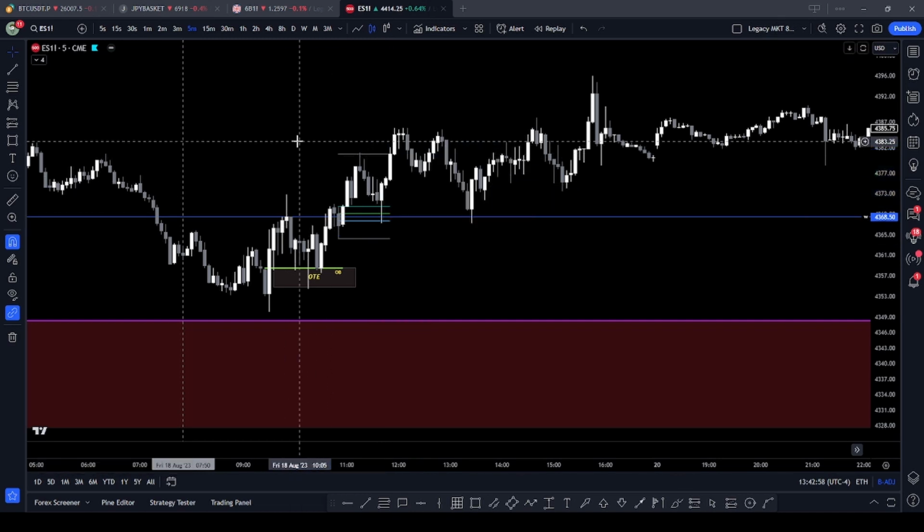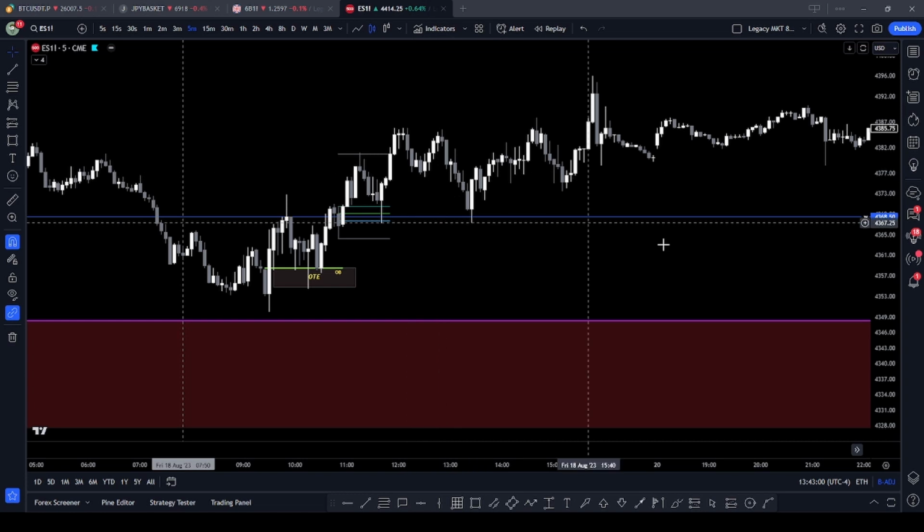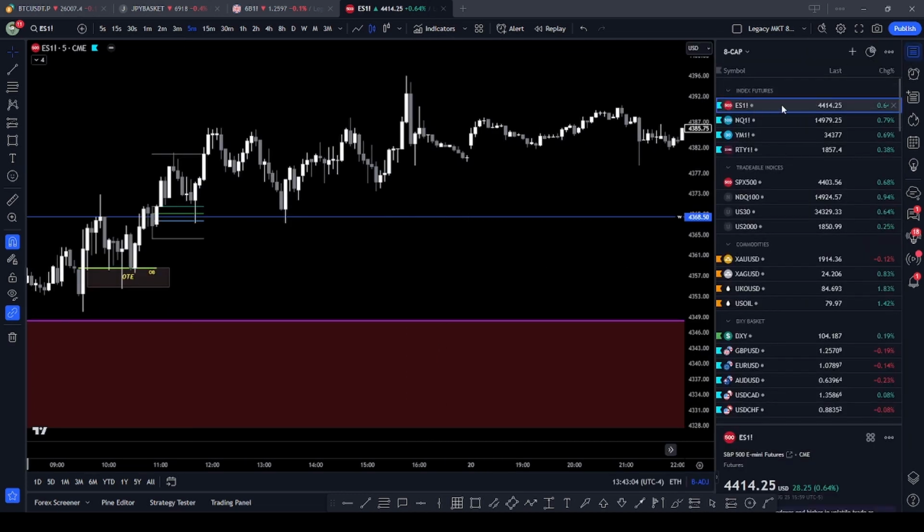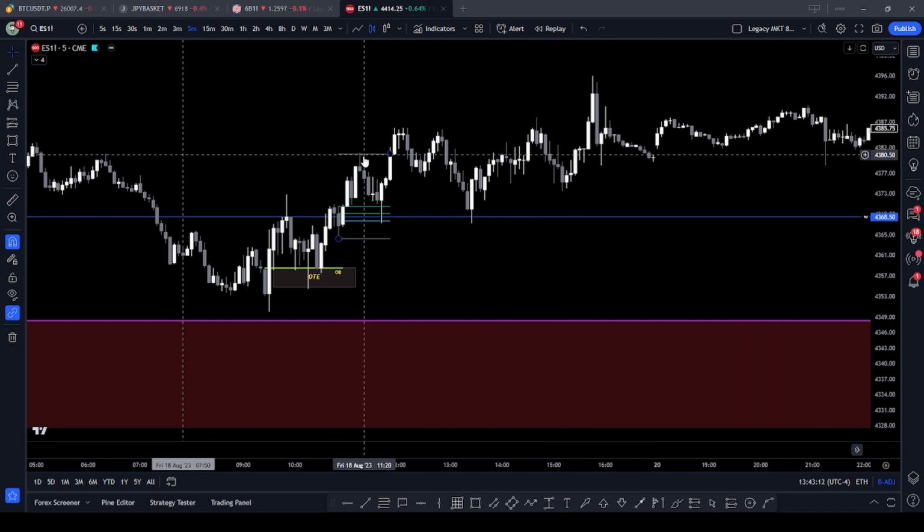So this is how you could have analyzed that. Now I just chose the first pair on my list here, which was ES. The same principle applies to every other pair, every other ticker that we trade. Now this is just one entry model. It's one of the simpler entry models.